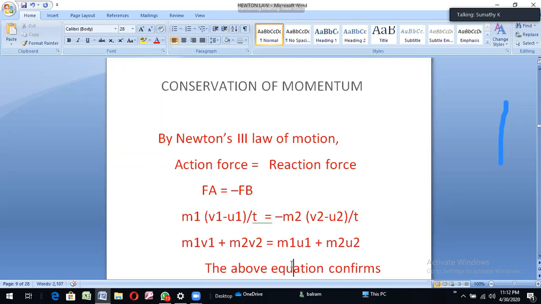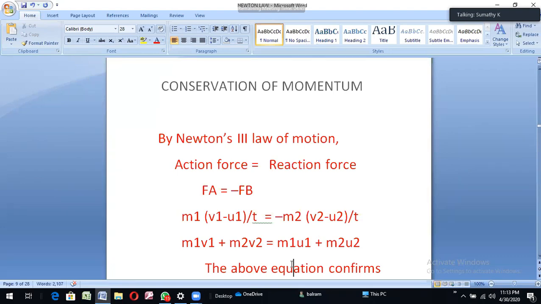So A gives force on B, B gives force on A. So FA is equal to minus FB. Understand? The force of A is equal to the opposite force of B on A, so that is negative. By Newton's third law of motion, action force is equal to the reaction force. Now we write M1 (V1 minus U1) by T is equal to minus M2 (V2 minus U2) by T. So M1 V1 plus M2 V2 is equal to M1 U1 plus M2 U2.